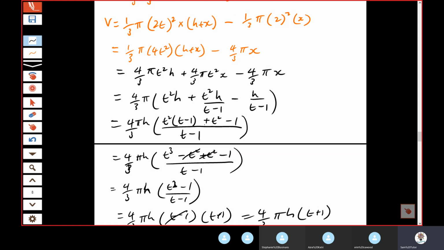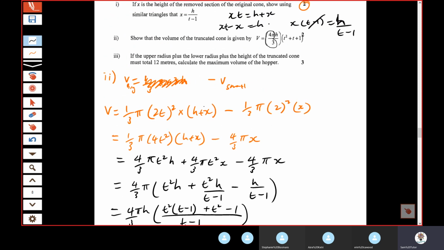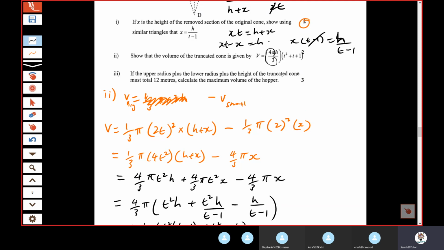So, okay, and then if the upper radius plus the lower radius plus the height of this total must be 12, calculate the maximum volume of the hopper. Okay.